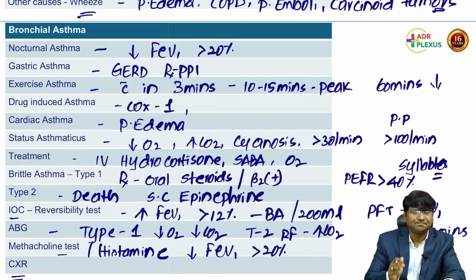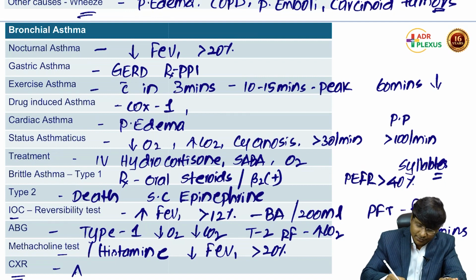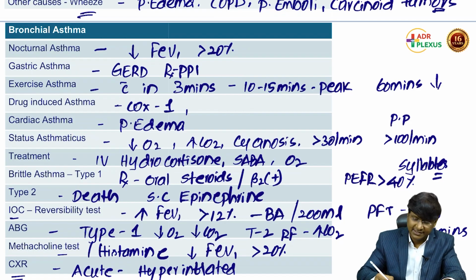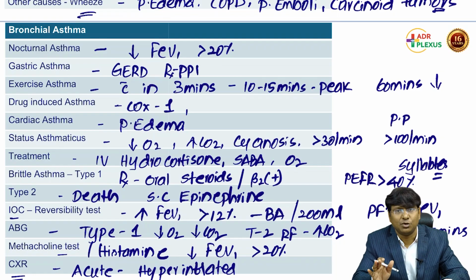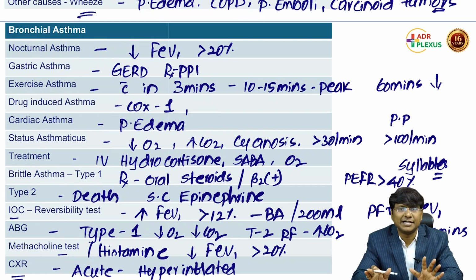And the chest X-ray in patients with bronchial asthma, during the acute attacks, appears completely hyperinflated, right? Whereas between the attacks, the X-ray will be absolutely normal. So this is about the variants of asthma and the complete detailed discussion of bronchial asthma. And in my previous questions, I have discussed the treatment of bronchial asthma. So this completes the discussion of bronchial asthma.